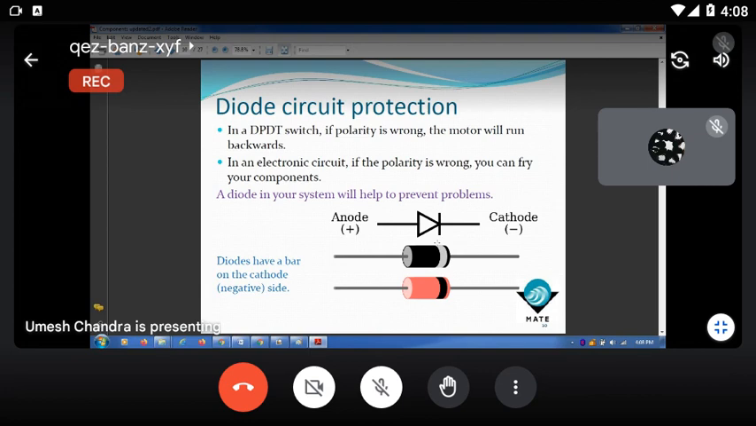The PN junction diode works only in the forward bias condition. Forward bias condition means the positive terminal is connected with the positive side and the negative is connected with the negative side. That means the positive terminal of the source is connected with the anode of the diode and the negative of the source is connected with the cathode of the diode. Source means the power supply, DC power supply.